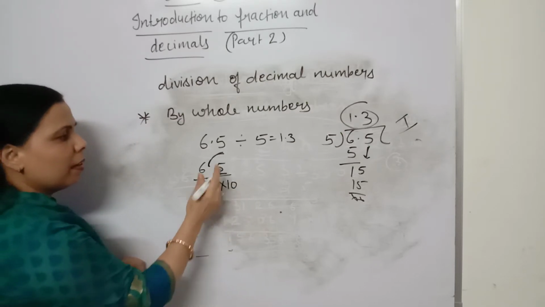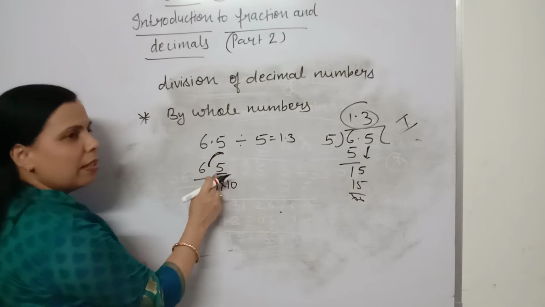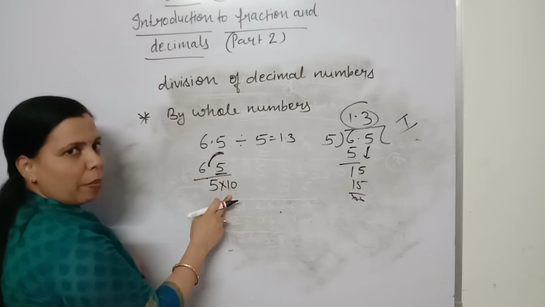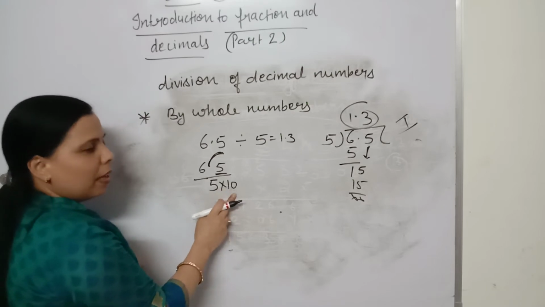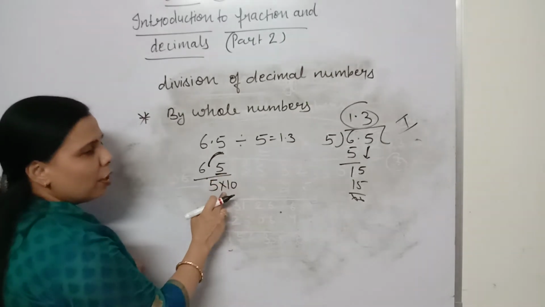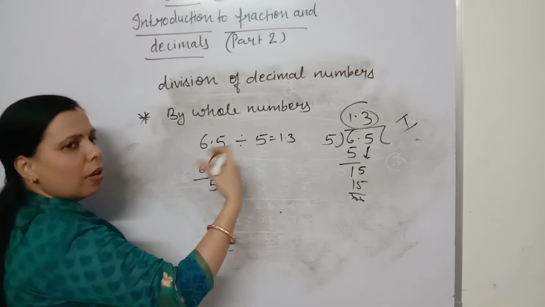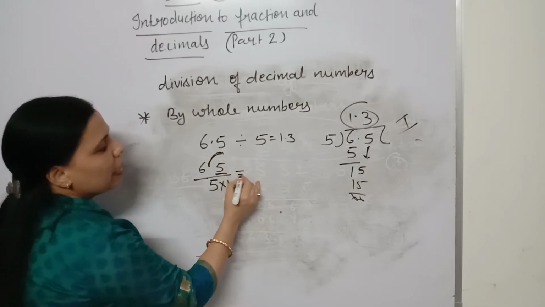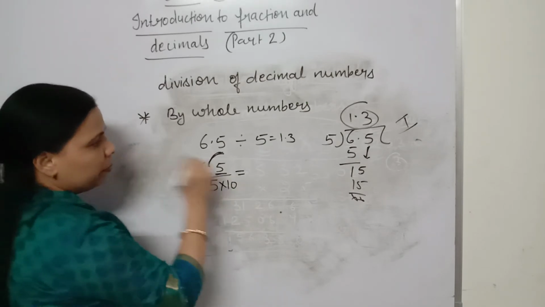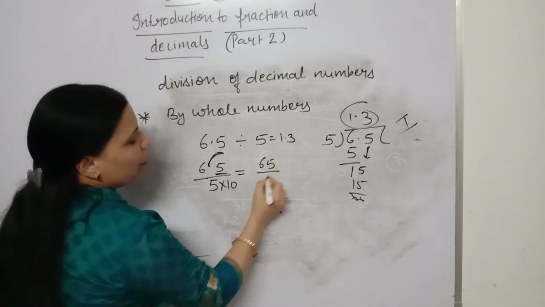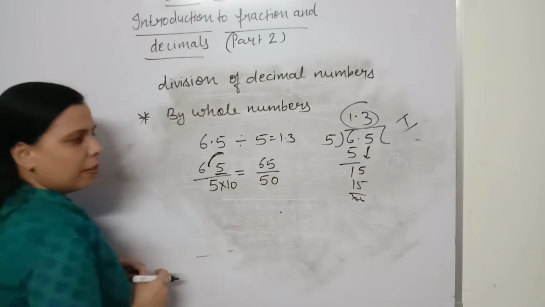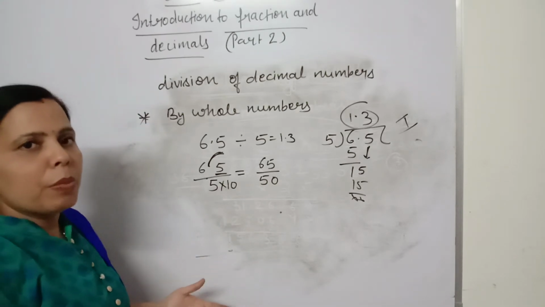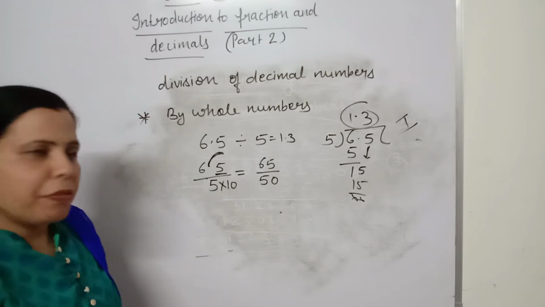Let's see again. Remove the decimal and see how many digits there are. If we have one digit, write 10 in the denominator. If we have 2 digits, write 100 or 1000 in the denominator, depending upon the number of digits here. Now rewrite the number without the decimal: 65 upon 50.